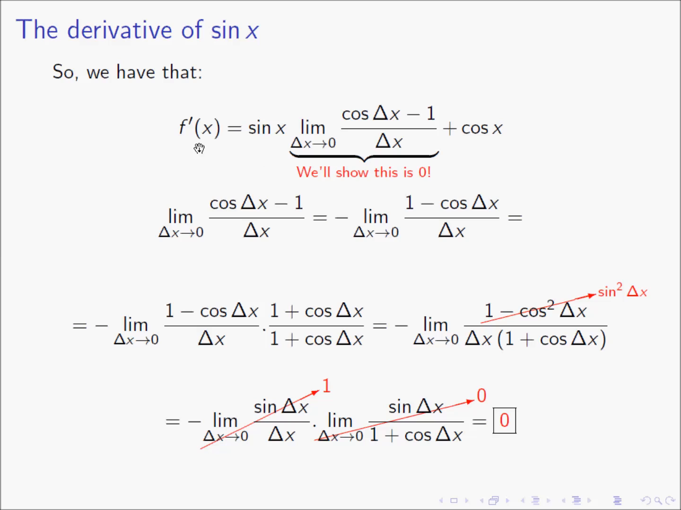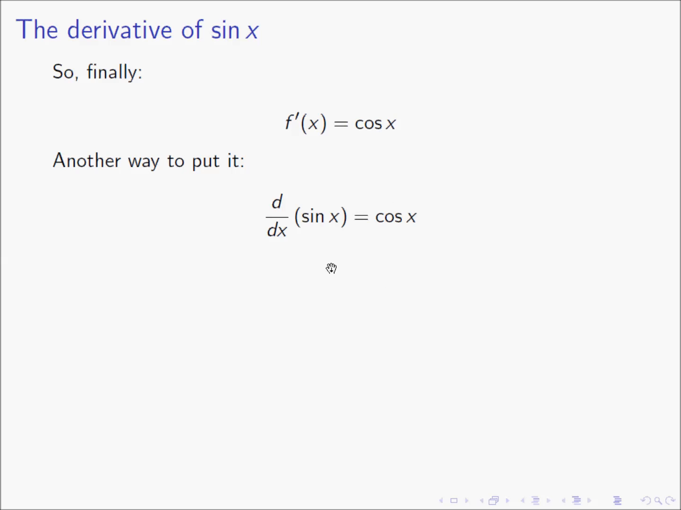So we have that f prime of x equals sine of x times 0 plus cosine of x. That equals cosine of x. And that's our conclusion. And another way to put this is using Leibniz notation. We say that the derivative of sine of x with respect to x is cosine of x.